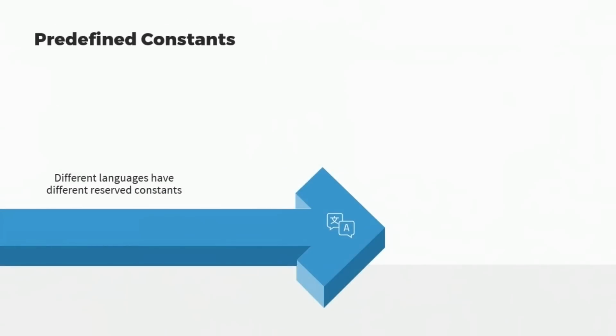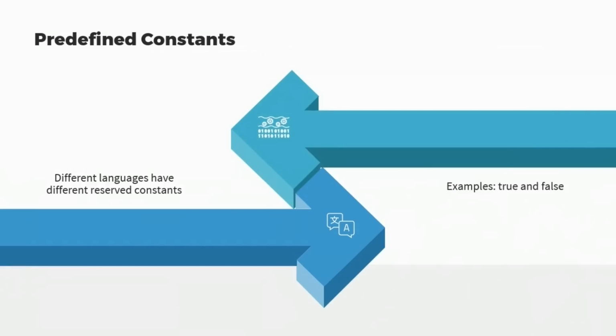Now, different programming languages will implement their own constants, so they won't always be consistent across every language with respect to how they're used. But one example that tends to be fairly universal is what's known as a Boolean data type, which is commonly used for true and false evaluations.